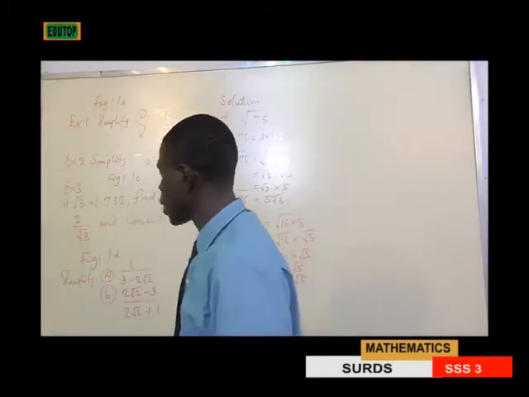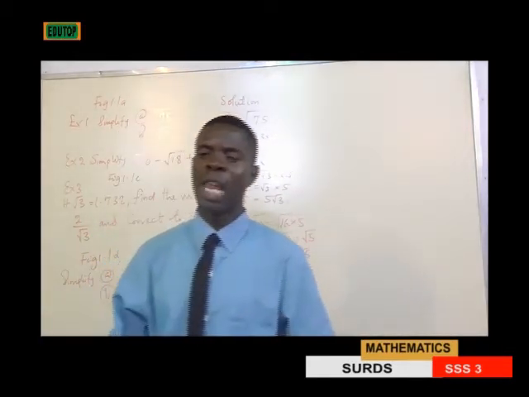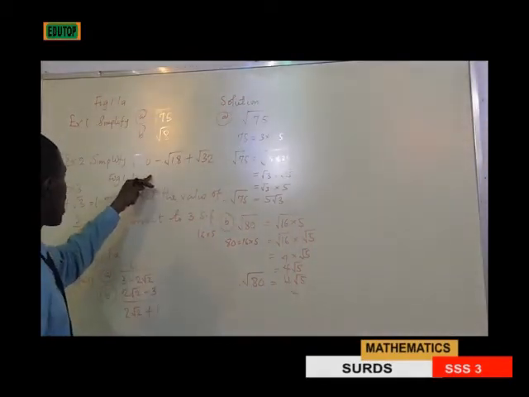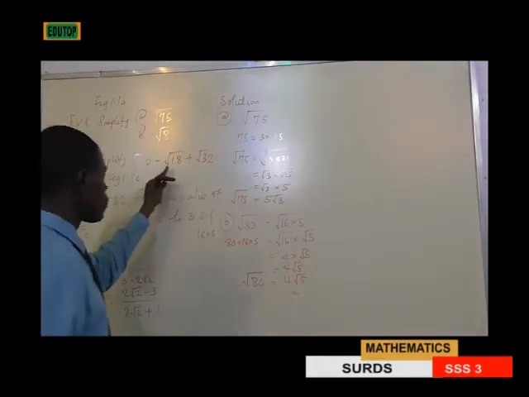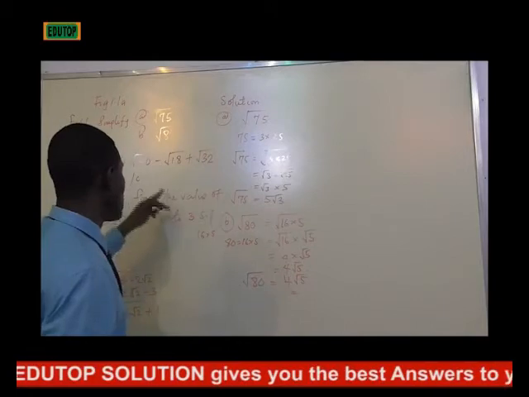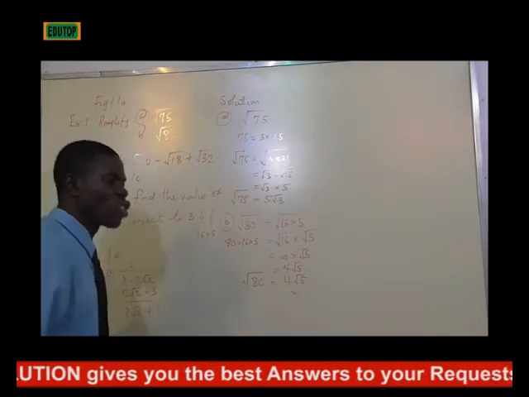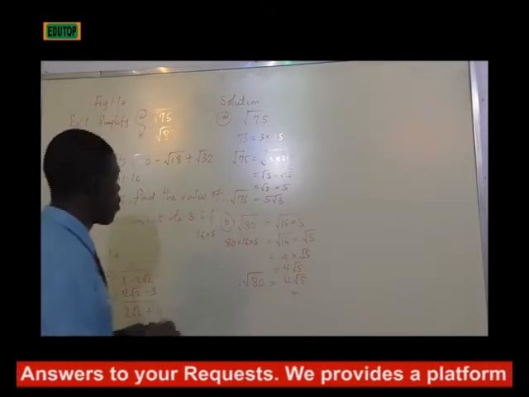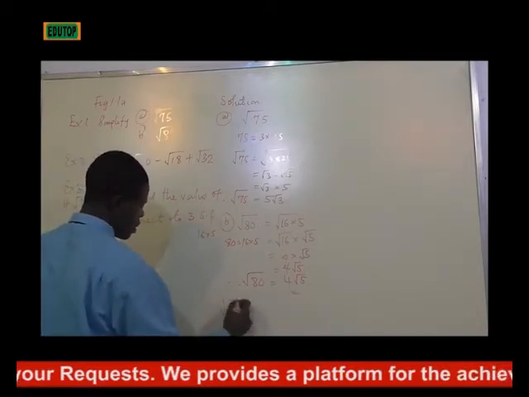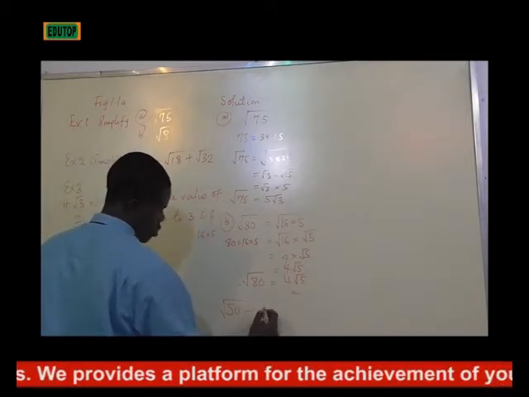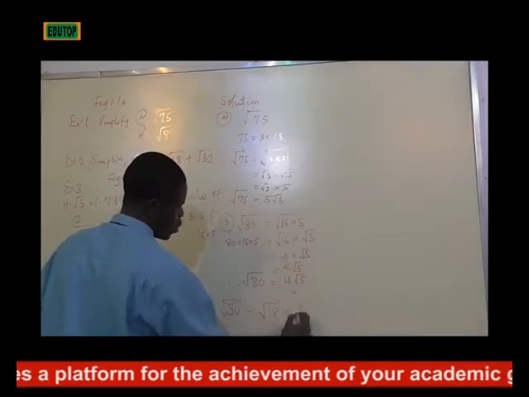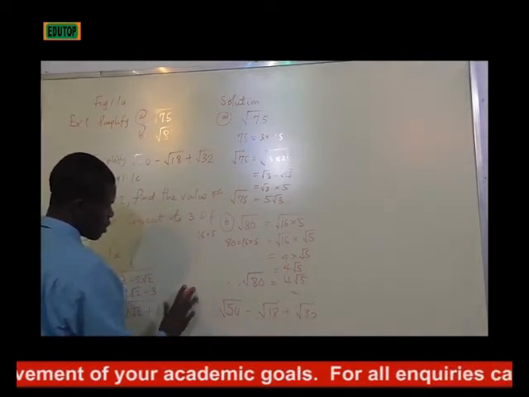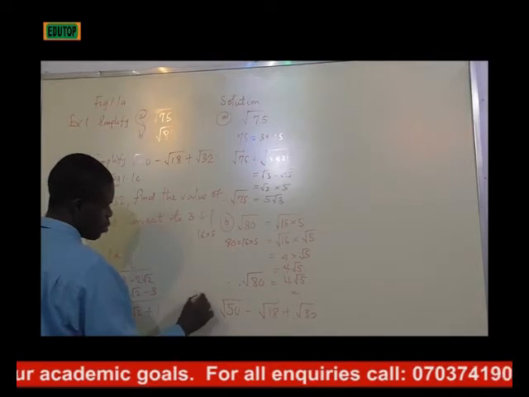We can still move further to talk about adding and subtracting similar surds. Example 2 is here on the board to justify the claim. Here we have the root of 50 minus the root of 18 plus the root of 32. We have a subtraction and an addition occurring simultaneously. So if you want to simplify this, this is example 2.